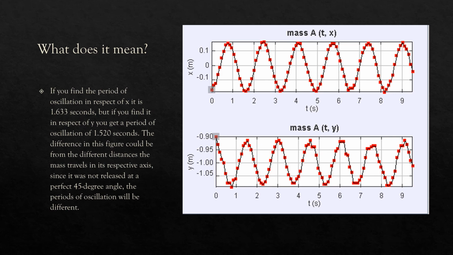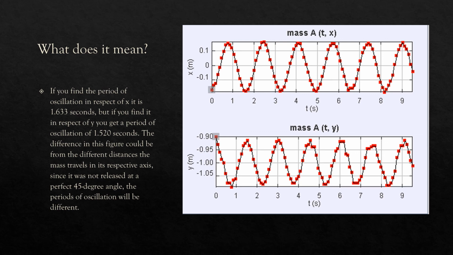In the second question, we were asked to find the period of oscillation with respect to x and y. If you find the period of oscillation with respect to x, it is 1.633 seconds. But if you find it with respect to y, you get a period of oscillation of 1.520 seconds.